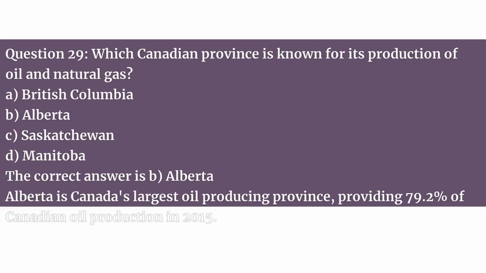Question 29. Which Canadian province is known for its production of oil and natural gas? A. British Columbia, B. Alberta, C. Saskatchewan, D. Manitoba. The correct answer is B. Alberta. Alberta is Canada's largest oil-producing province, providing 79.2% of Canadian oil production in 2015.